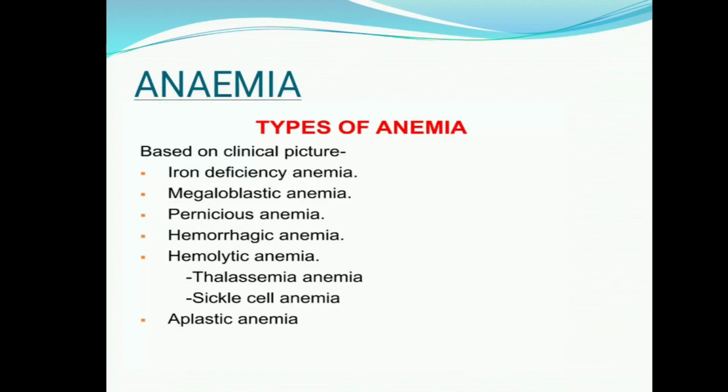First, let us know what is anemia. Please remember, the topics like anemia and jaundice come in long note, so prepare it accordingly. So what are the types of anemia we have? Based on the clinical picture, anemia is of iron deficiency type, megaloblastic type, pernicious, hemorrhagic, hemolytic and aplastic.